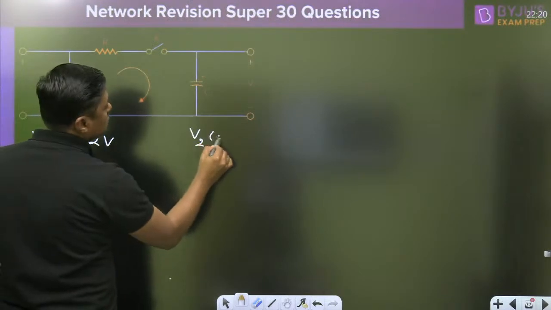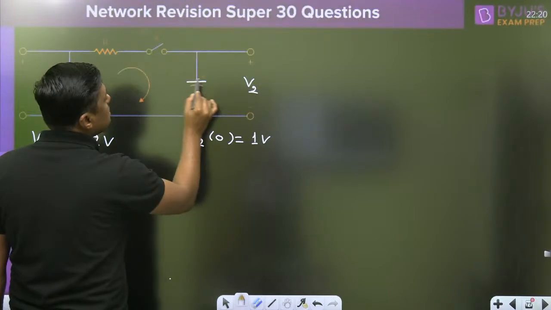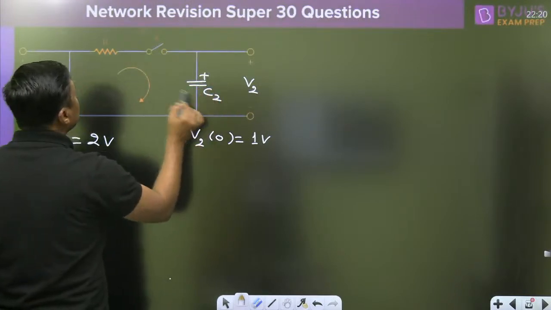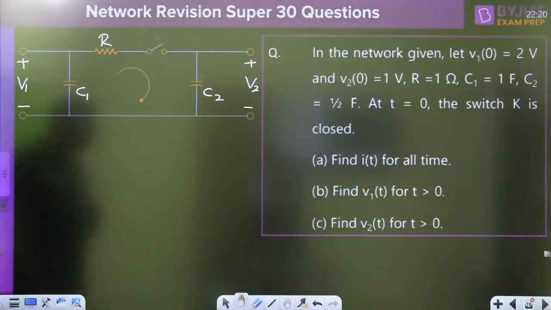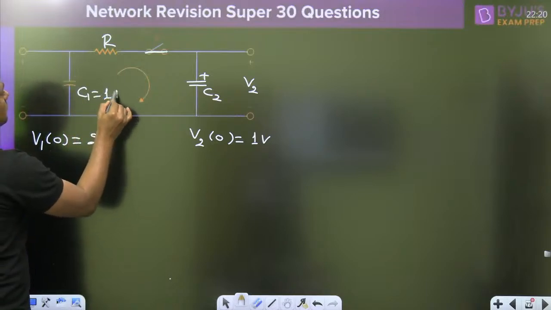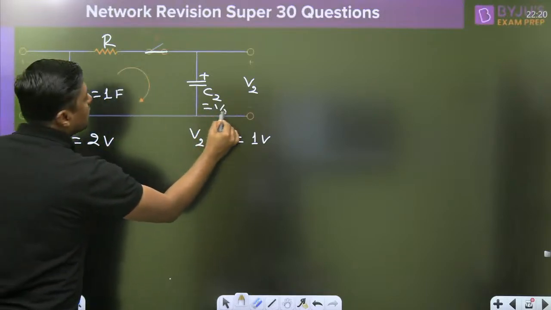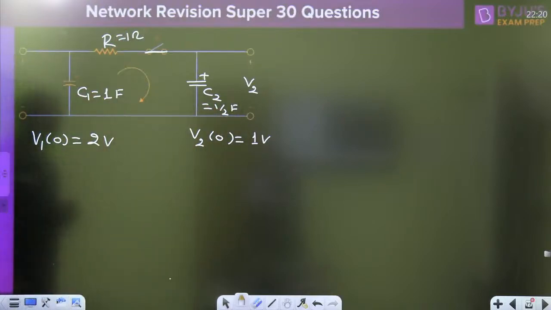V2 at 0 is 1 volt, given as the initial voltage. This is the capacitor. This switch is closed at t equal to 0. R is given as 1 ohm, C1 is 1 farad, C2 is 1 by 2 farad, and the 1 ohm resistor is given.